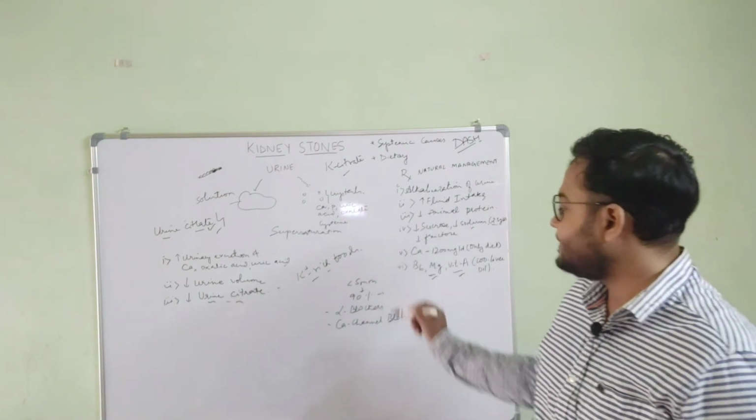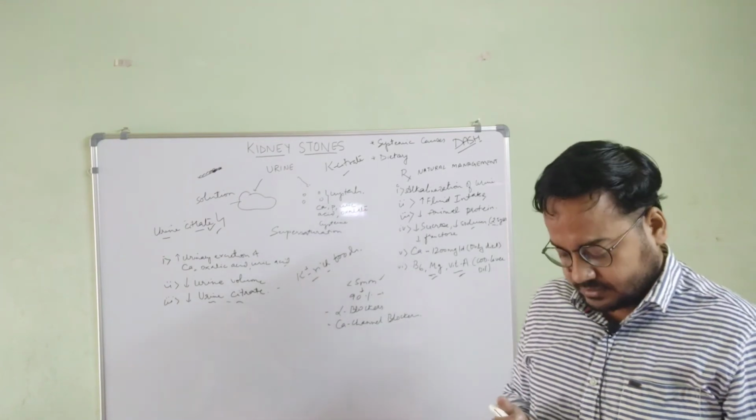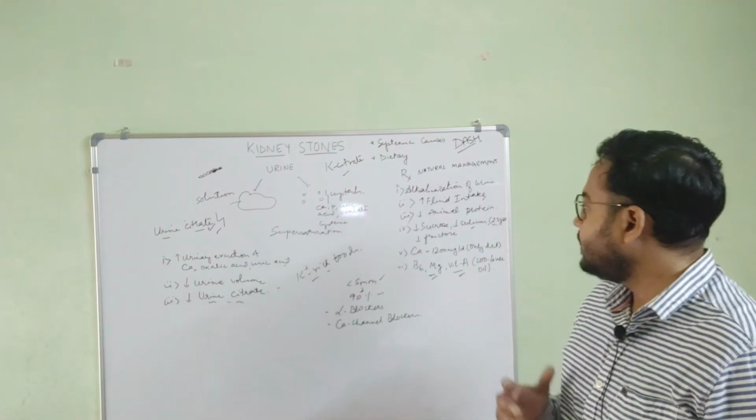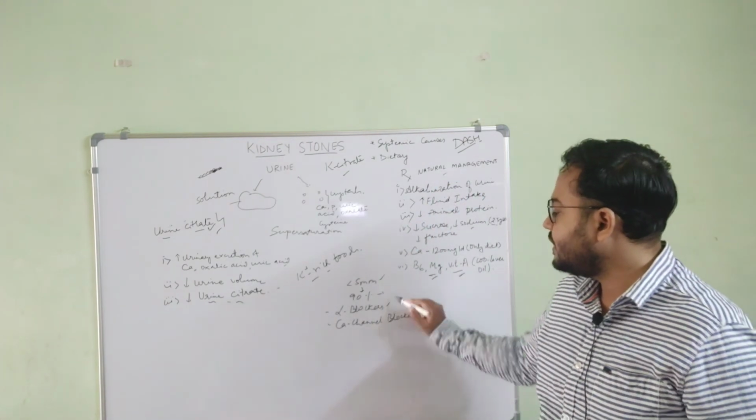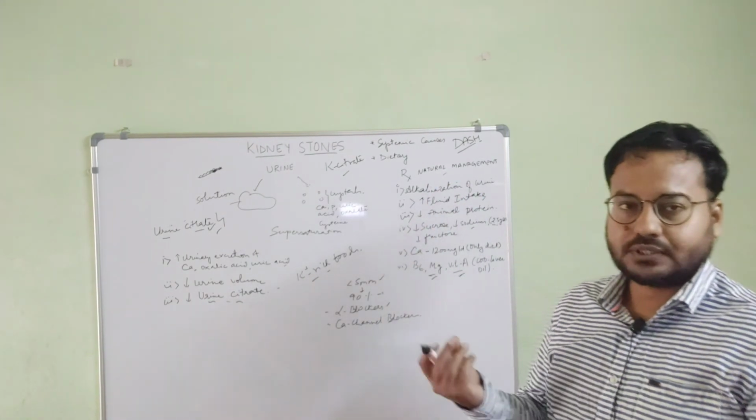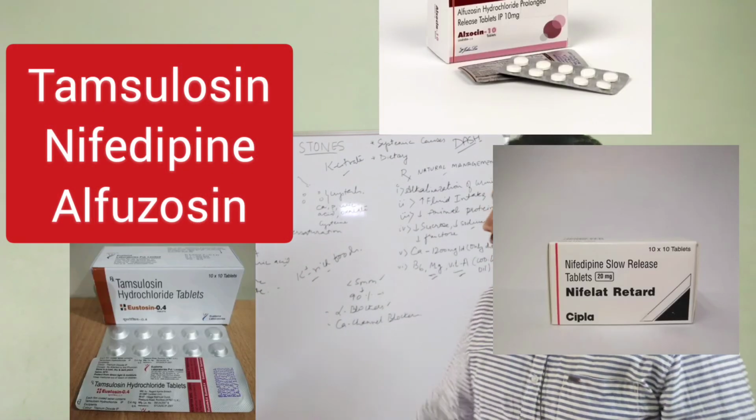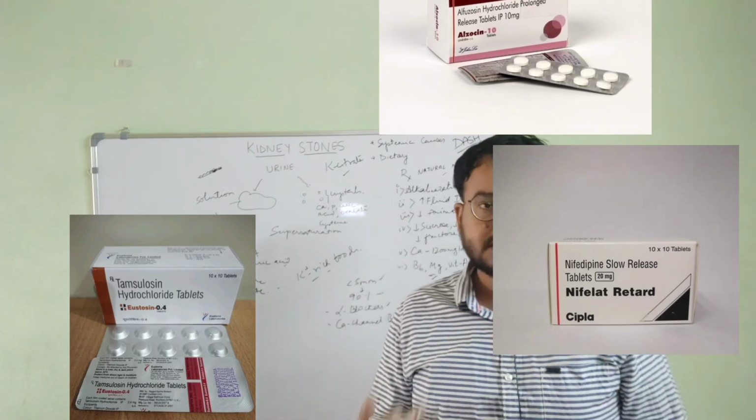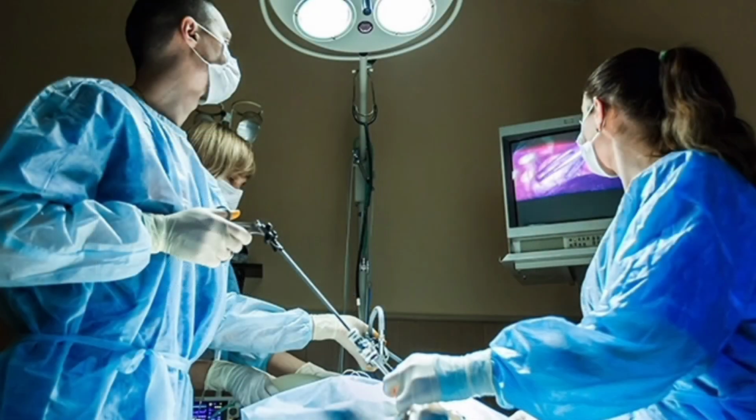If your stone is less than 5 millimeters, there is a 90% chance it will come out through medical intervention. You do not have to worry too much about it. Your doctor will likely employ all these natural remedies as well as give you certain drugs so that you are able to pass that stone easily, like alpha blockers and calcium channel blockers. So these are the medical interventions, and surgical intervention can be used if medical intervention fails.